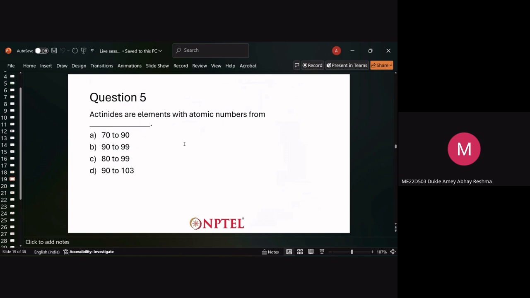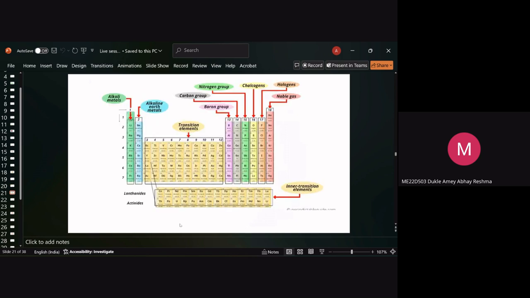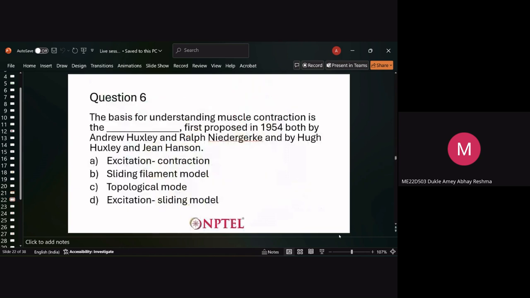Question number 5: actinides are elements with atomic numbers from 70 to 90, 90 to 99, 80 to 99, 90 to 103. So the answer is 90 to 103. You can see here the actinides: they start from thorium and go to the element with atomic number 103.